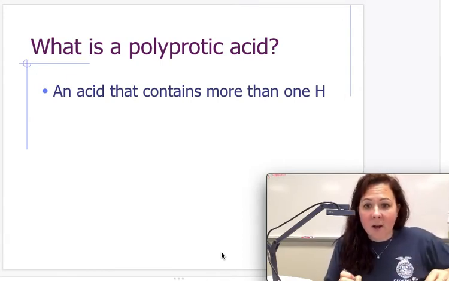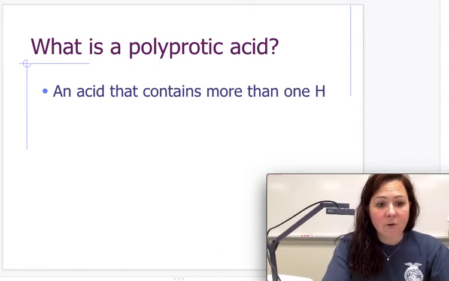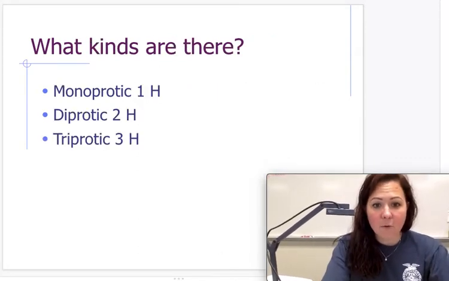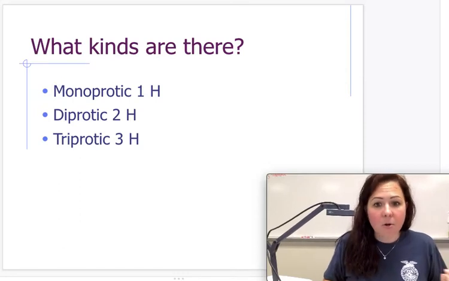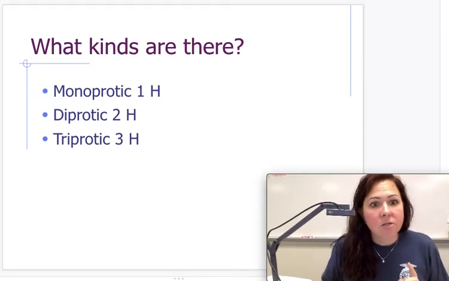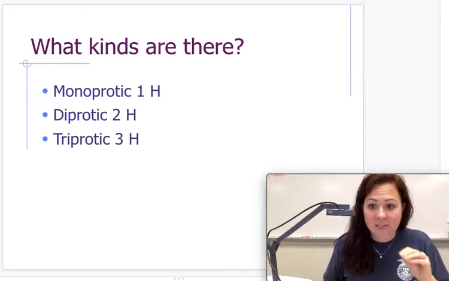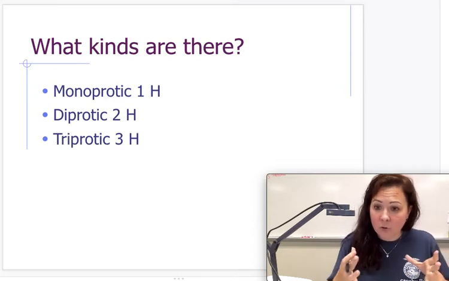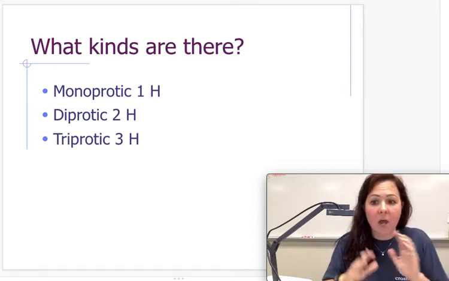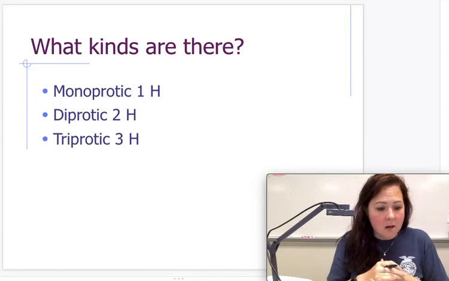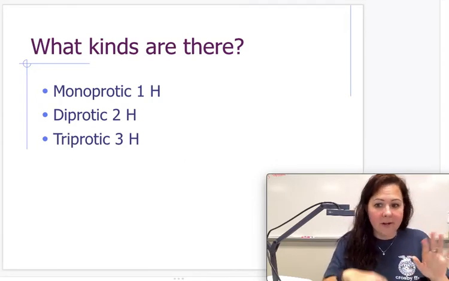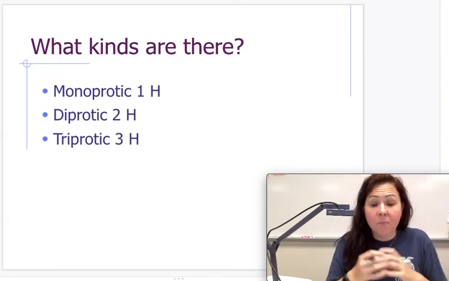Looking at polyprotic acids, there are actually a few different types. You do have your monoprotic acid, which would just have one hydrogen. An example of that would be HCl. Hydrochloric acid has one hydrogen and one chlorine present. Hydrofluoric acid would have one hydrogen and one fluorine present.